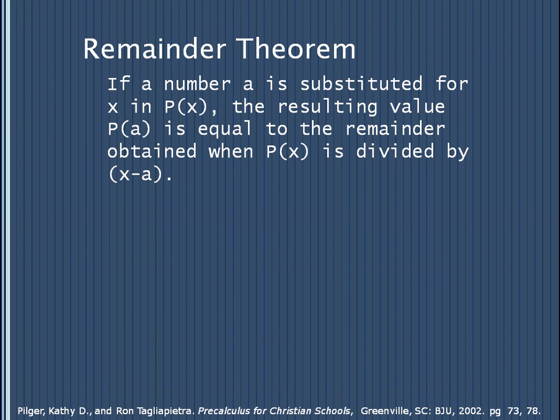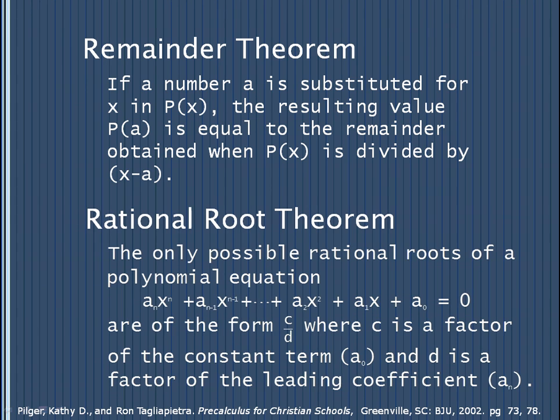The last one, the rational root theorem, has several lines written here, but the idea is you have a polynomial. This represents a polynomial of degree n. This one's just saying if there's a rational factor, it's going to be in the form c over d, where c is a factor of the constant and d is a factor of the leading coefficient. We used that often back in chapter 2, and we'll be using that again here with solving polynomial equations.